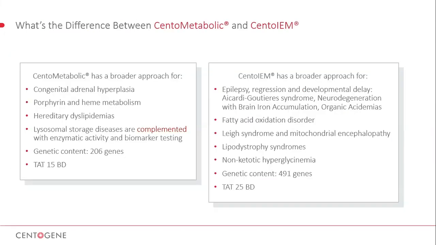Now, when should we decide between CentoMetabolic and CentoIEM? I would say that whenever we are looking for a cost-effective solution, CentoMetabolic will probably be the best option. It also includes all the genetic causes for congenital adrenal hyperplasia, so it should be considered in this scenario. It also has great coverage for porphyrias, heme metabolism disorders, and hereditary dyslipidemias. And it's definitely the option to go with whenever we suspect lysosomal storage disorders.